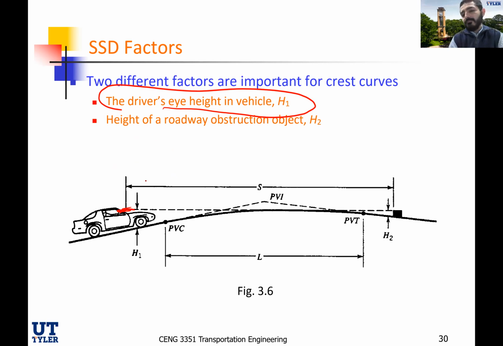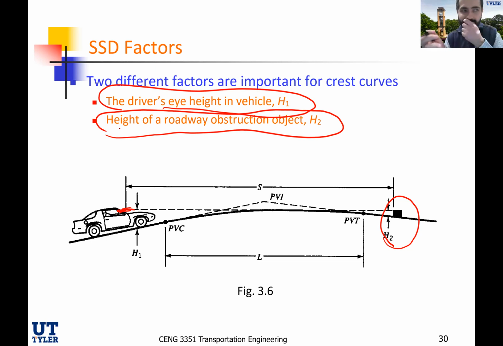And the second factor is h2, which is the height of the roadway obstruction. You're driving and everything is nice, and then you see something on the roadway that makes you have to stop. Why is it that small? If it's a big obstruction, it's going to be seen from far away anyway, and that's actually not the worst case scenario. That's why you may think, why does H2 seem so little?